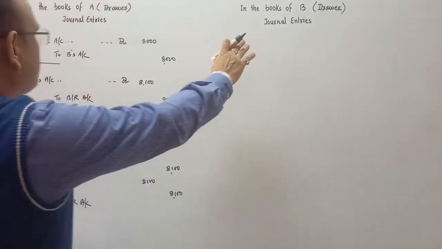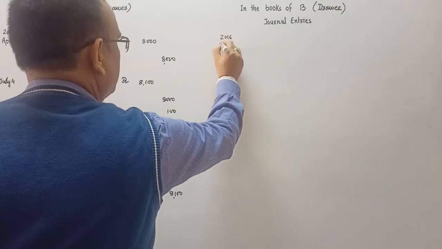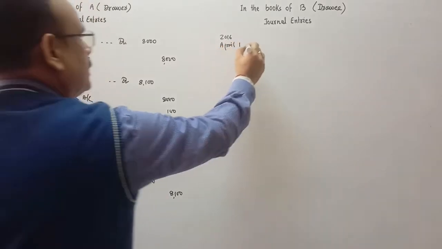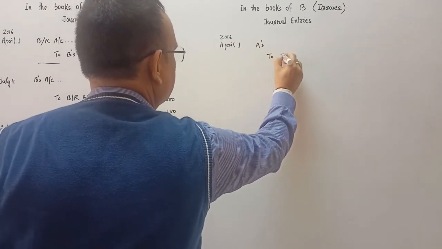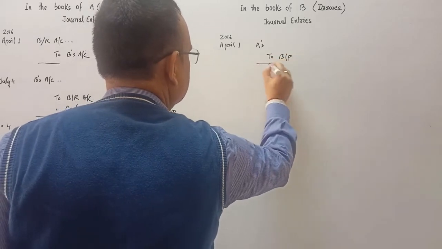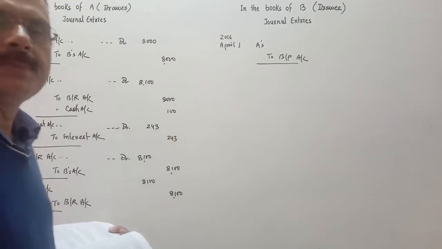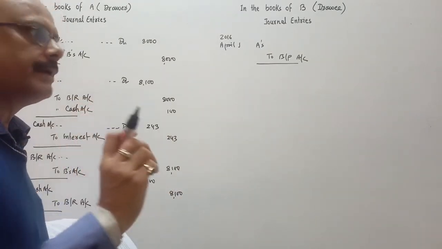Now in the books of B 2016, the first entry he will do on April 1st when he accepts the bill. So he will write A's account debit to bills payable account. He will write the narration: being bill accepted, which is drawn by A.